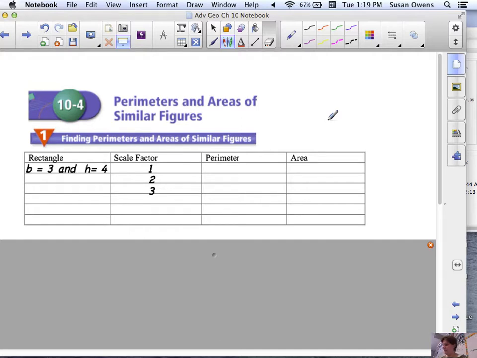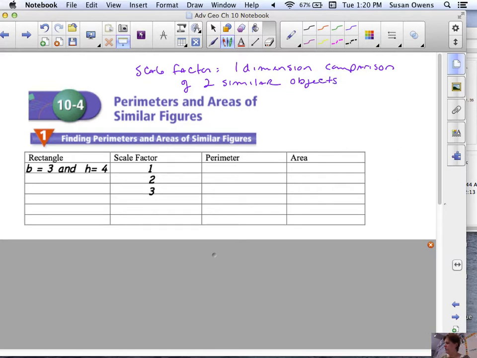So first, I just have a definition of scale factor. Scale factor is a one-dimensional comparison of two, we should call them similar objects. So it could be side lengths, that would be one-dimensional. It could also be circumference if you're looking at circles, anything that's one-dimensional.